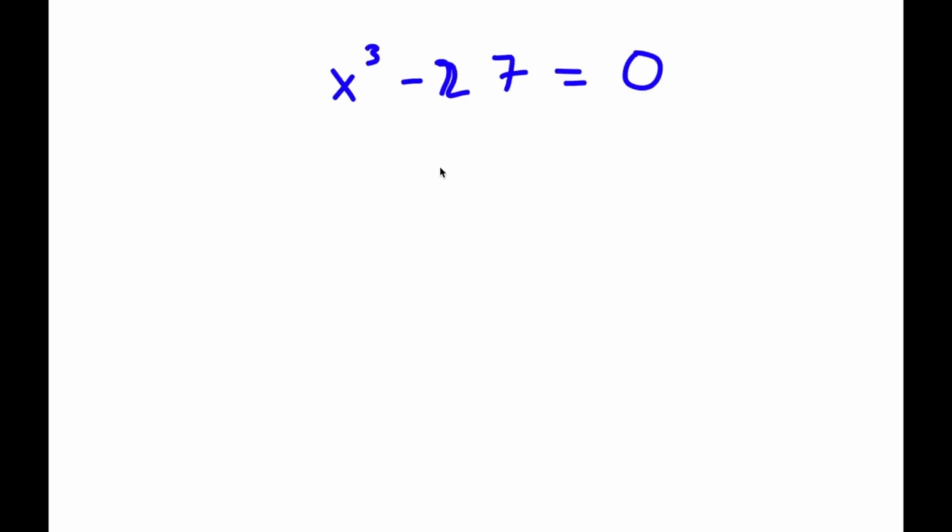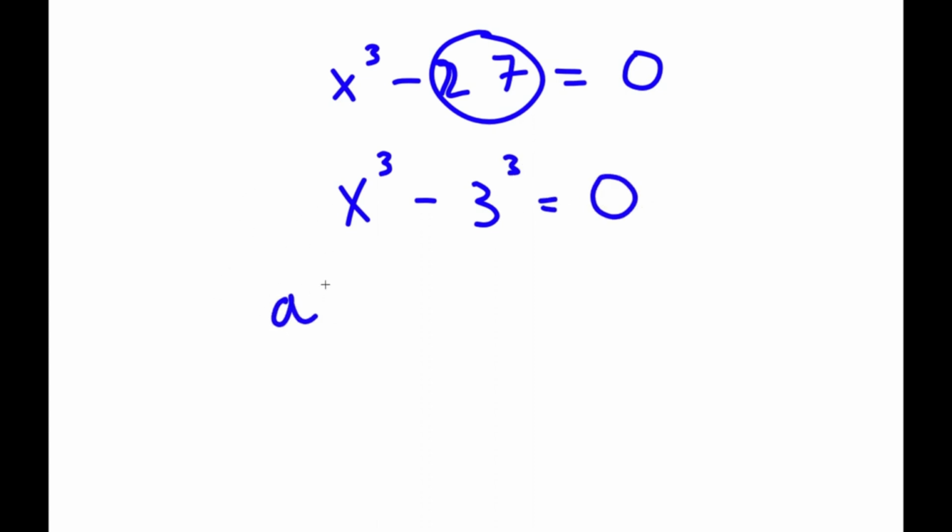Alright, so in this problem, I have x to the power of 3 minus 27 is equal to 0. So to solve this, I'm going to first rewrite 27 here as 3 to the power of 3. So now I have x to the power of 3 minus 3 to the power of 3 is equal to 0.